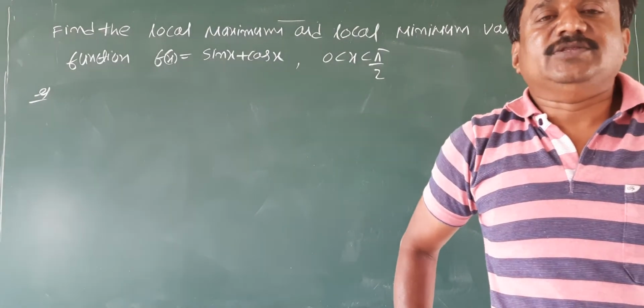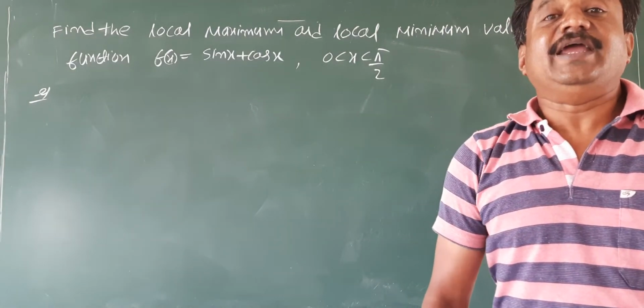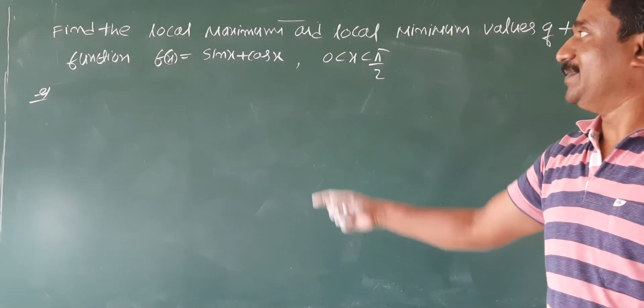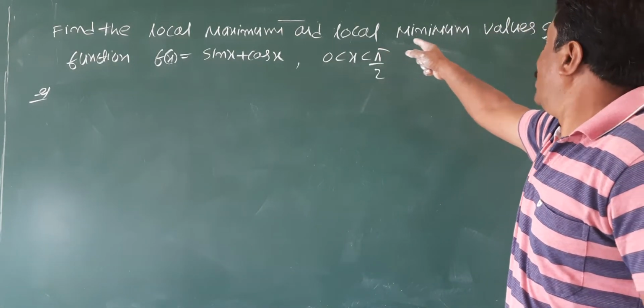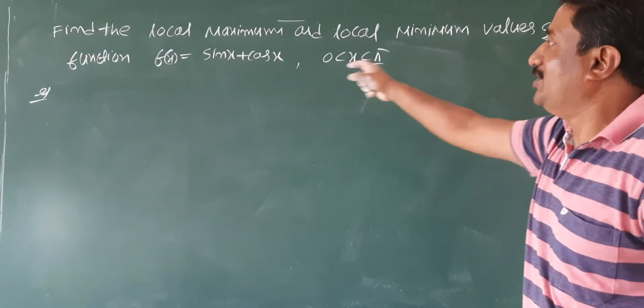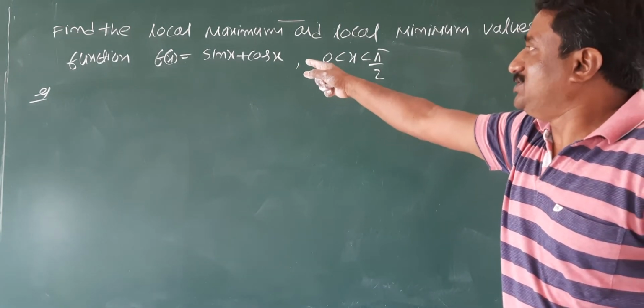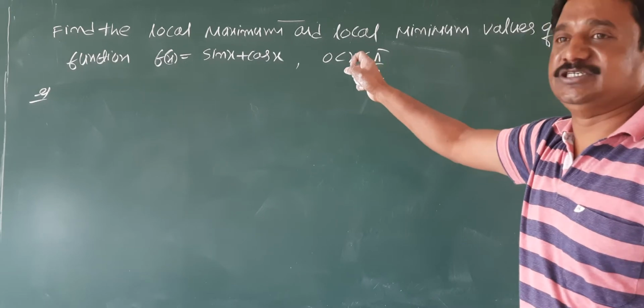Students, this is 181st maths class. Look at one more question. Find the local maximum and local minimum values of the function f(x) = sin x + cos x.